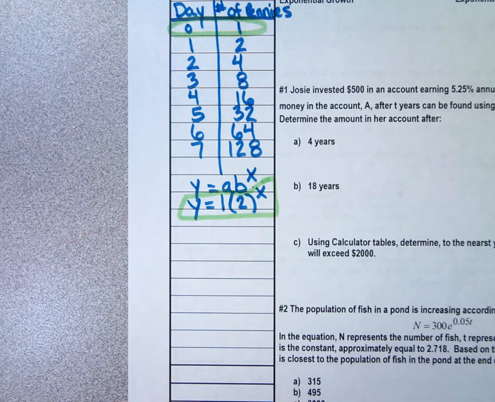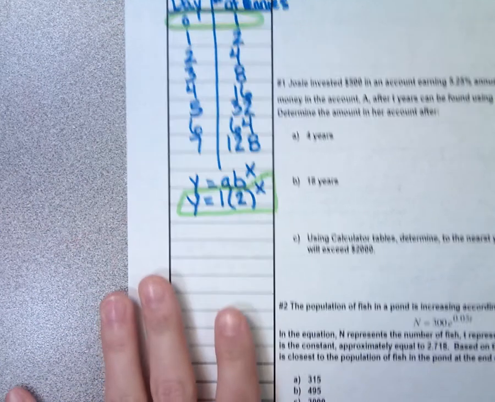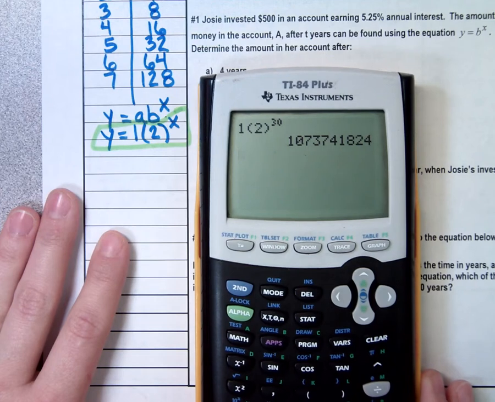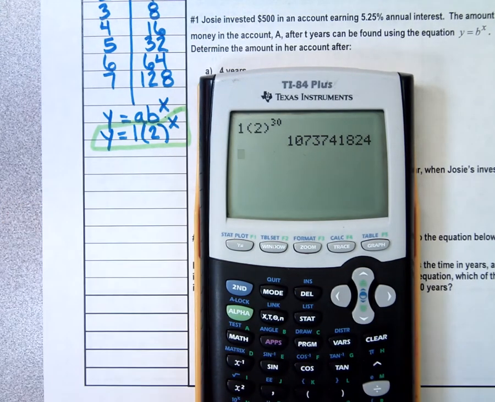Just wait, don't say it out loud. So on day 30, this is how many pennies you should get. So we'd have a comma here, and a comma here. Can anybody tell me how many pennies that is? 1 billion, 73 million.